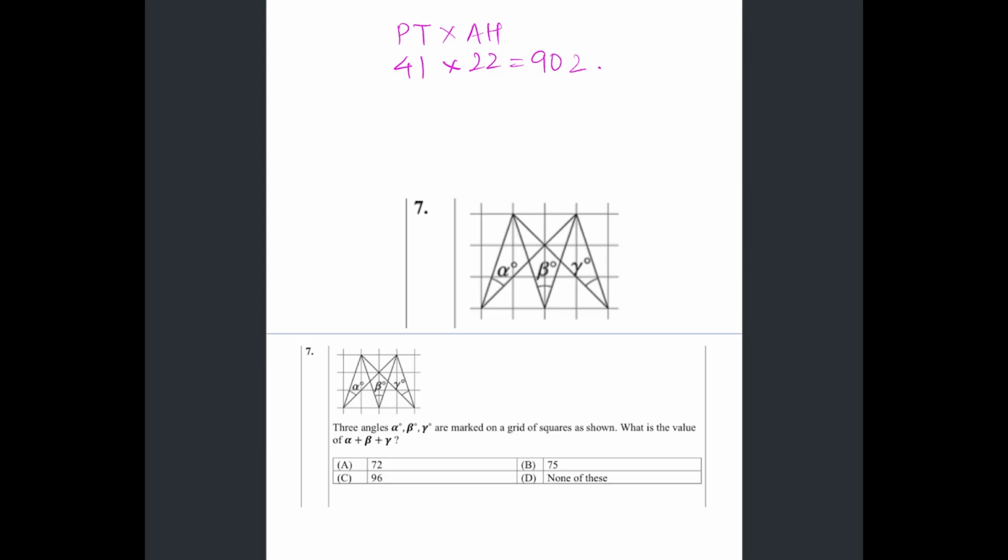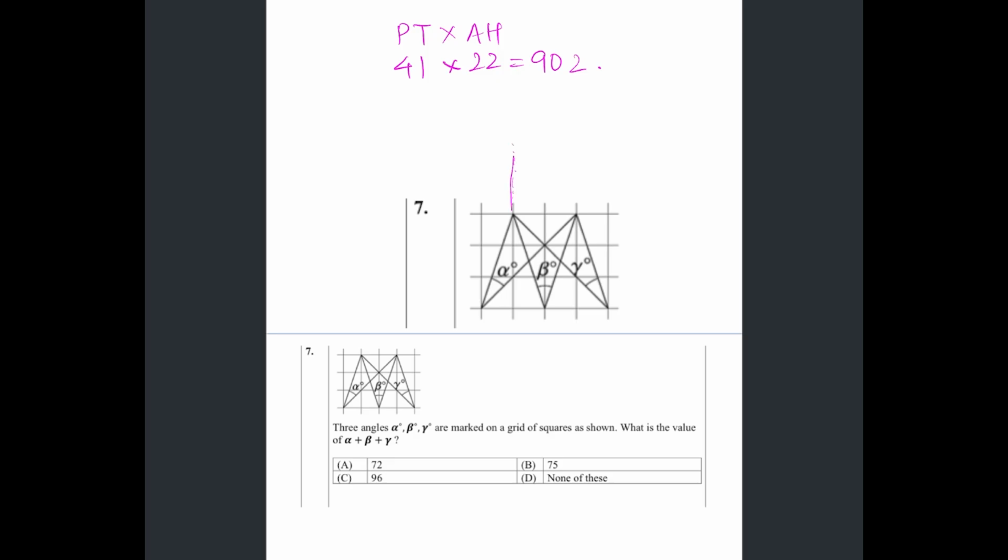Okay. So in the 7th question, they've given us a grid of squares, right? So all of these are squares. This is a square, this is a square, this is a square, this is a square. Okay, so let's try to use the diagram and find the value of the angles.